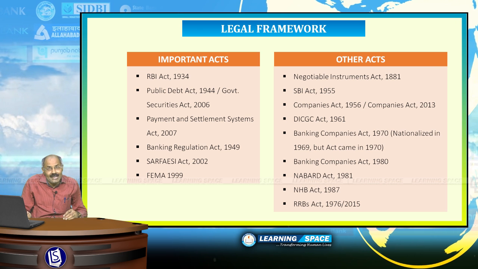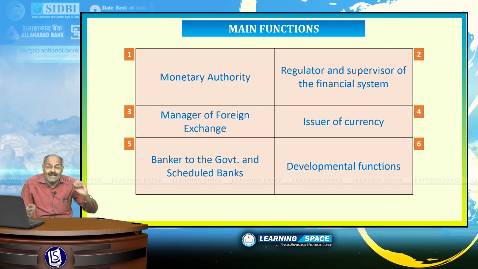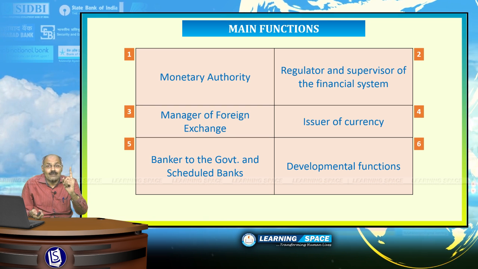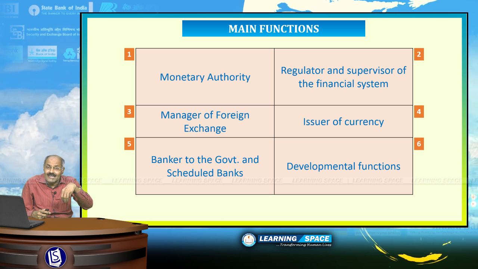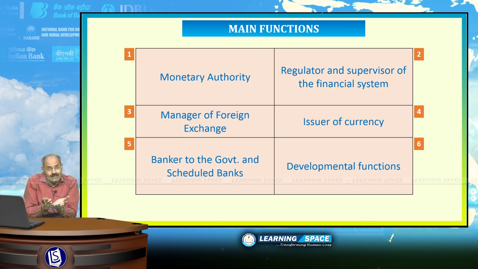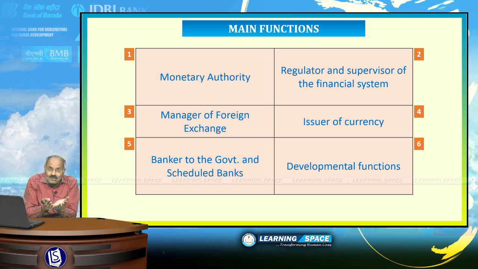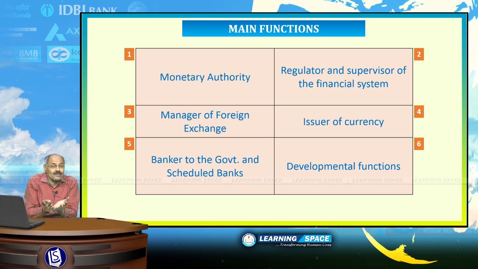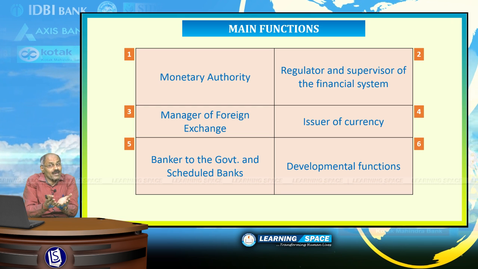Right friends, look into the next issue, that is what are the main functions of Reserve Bank of India. The first and the foremost function is, it will act as a monetary authority. Basic purpose of monetary authority is to preserve the intrinsic value of rupee. Rupee should not fall. When there is inflation, that means the value of rupee will fall. RBI will take steps to control inflation so as to preserve the value of rupee.